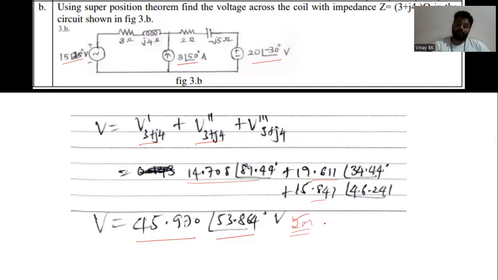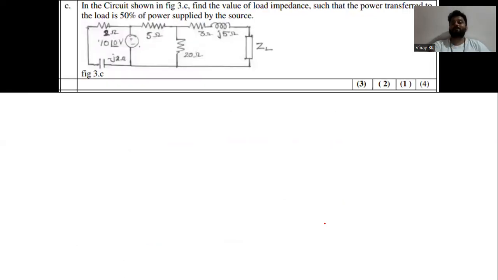Let's go for the third one now. In the circuit shown below, find the value of load impedance such that power transfer to the load is 50% of power supplied. They are just confusing you. If there is a maximum power transfer theorem, obviously it has 50% efficiency. So you just need to find the value of ZL, the load impedance.